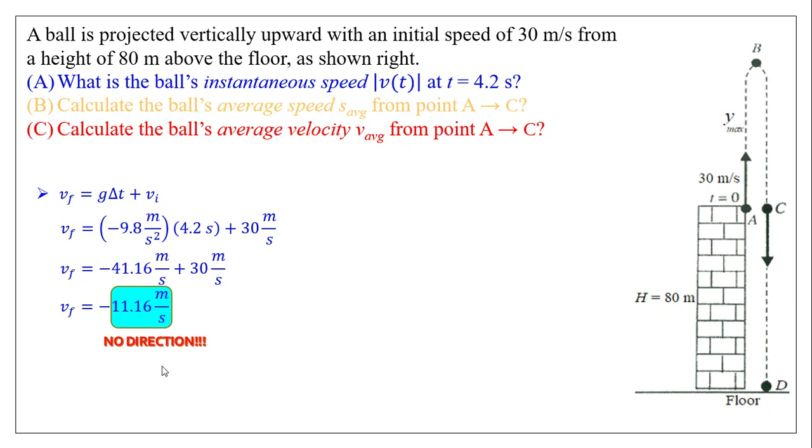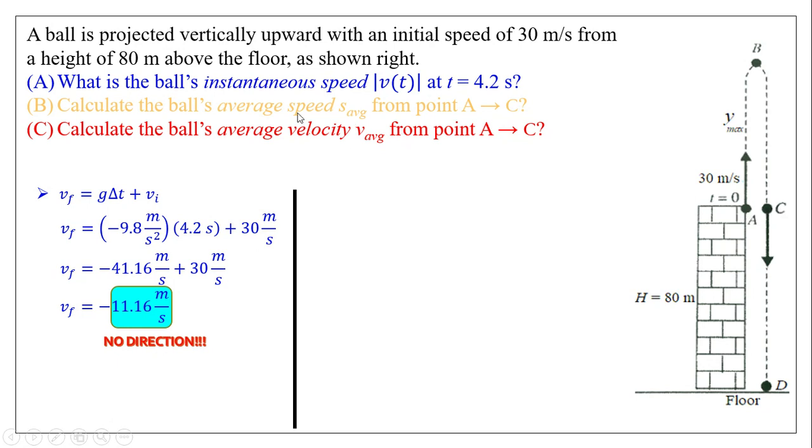All right. Let's do part B. Part B asks us to find the ball's average speed from point A to C. So it starts at point A, it rose to point B, and then from point B, it came down to point C. Based on the diagram, point A and point C are at the same vertical position.